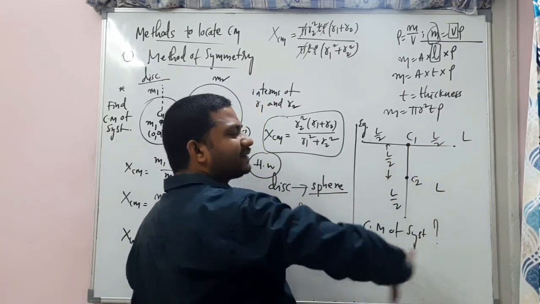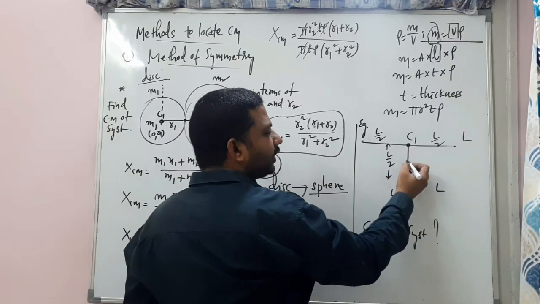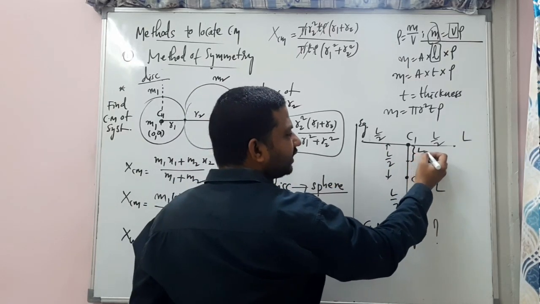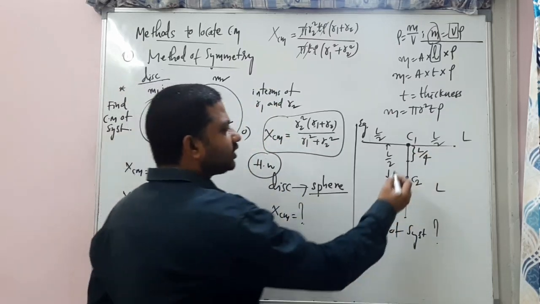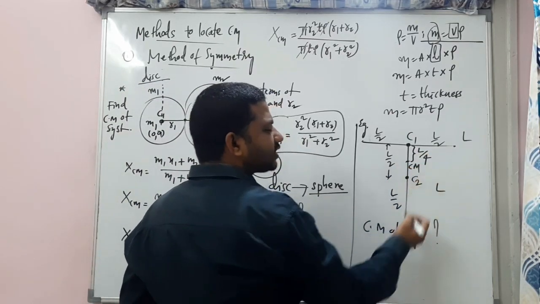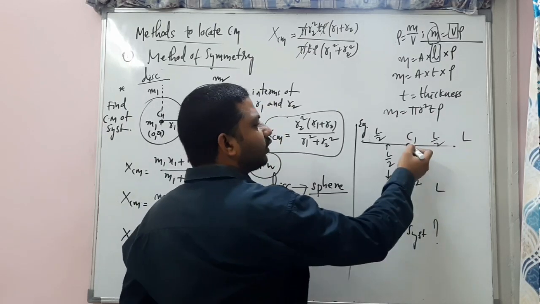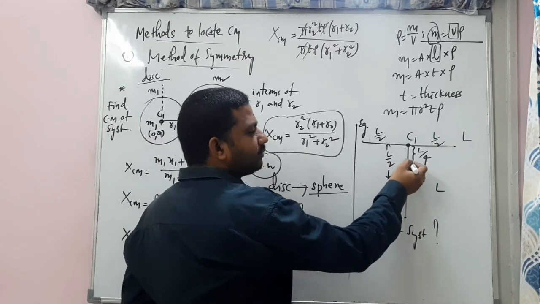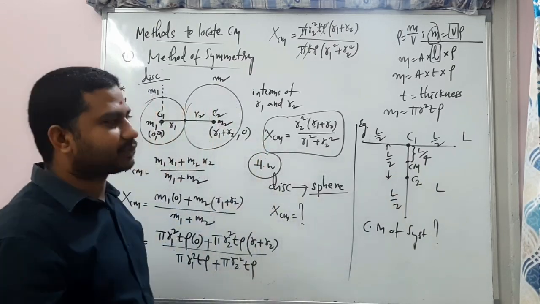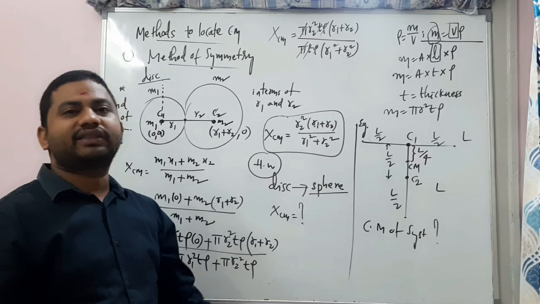Now the center of mass of the system is between these 2 points. So what is that? Is it L by 4, my dear students? Tell me. So this is what the center of mass position will be, L by 4 from the first mass, and at L by 4 from the second mass also. That's the center of mass position. So this is called the method of symmetry.